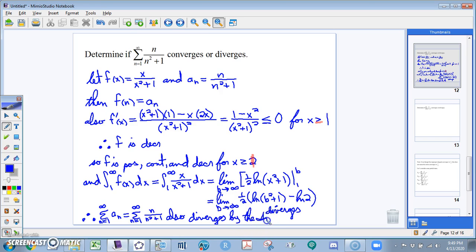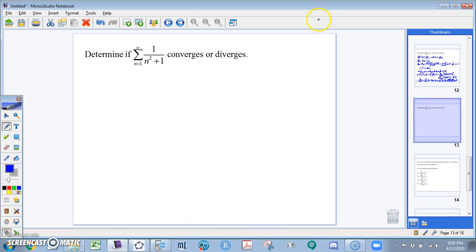I really apologize for the writing here on this pad, but hopefully it's good enough you can at least follow through it, and I'll be posting these notes, of course. So that's how we prove some of these. We're going to encounter more series later where neither of these two tests works well either.